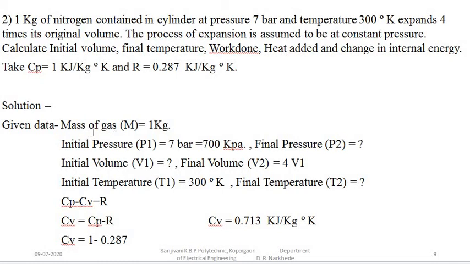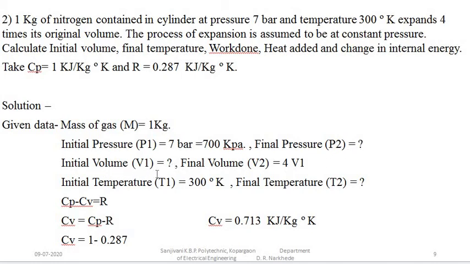So write down here, mass of the gas m is equal to 1 kg. Now the initial pressure P1 is given as 7 bar, so that is equal to 700 kilopascal. The final pressure is not given, that we have to calculate.